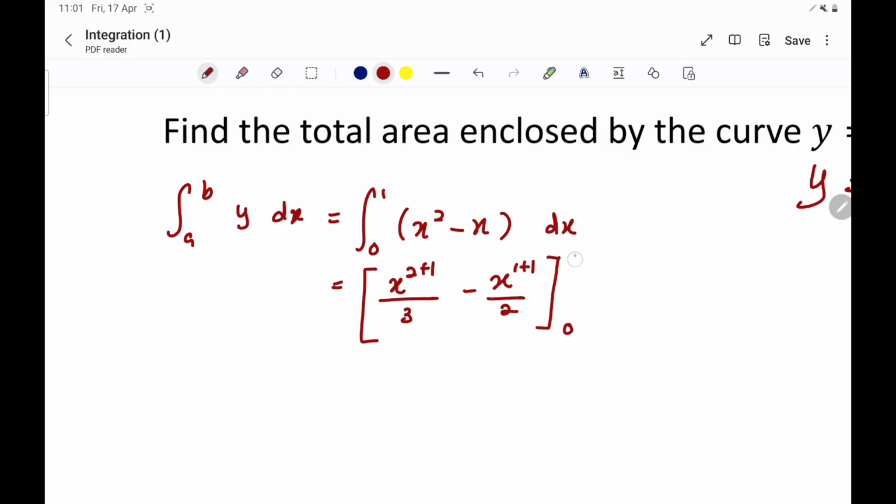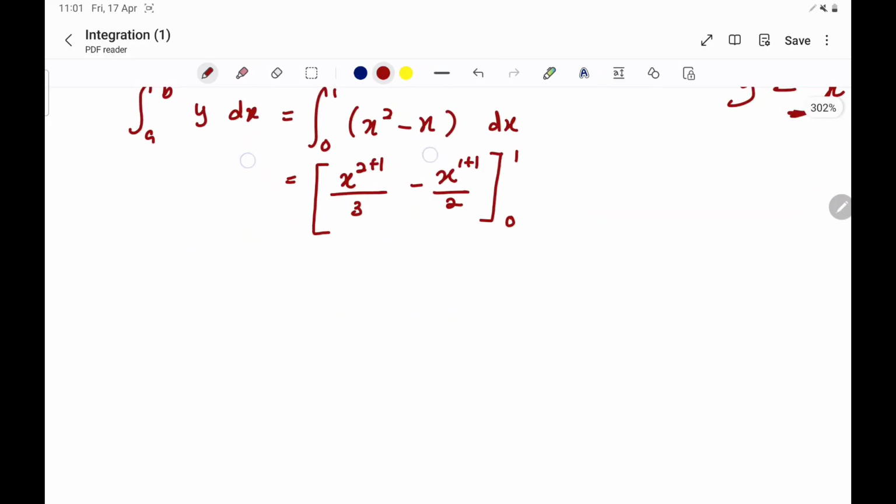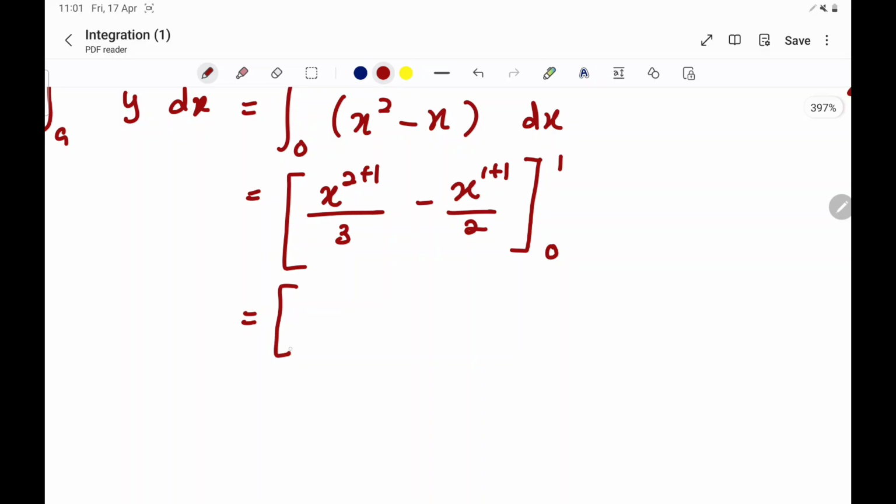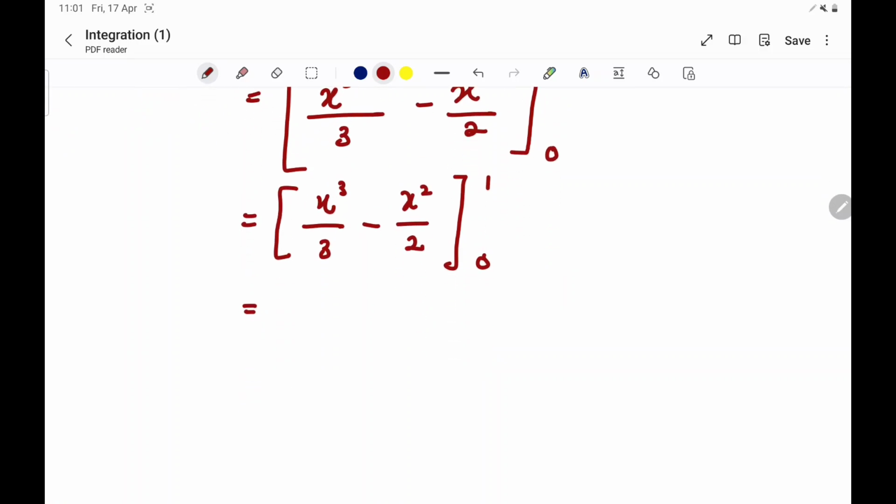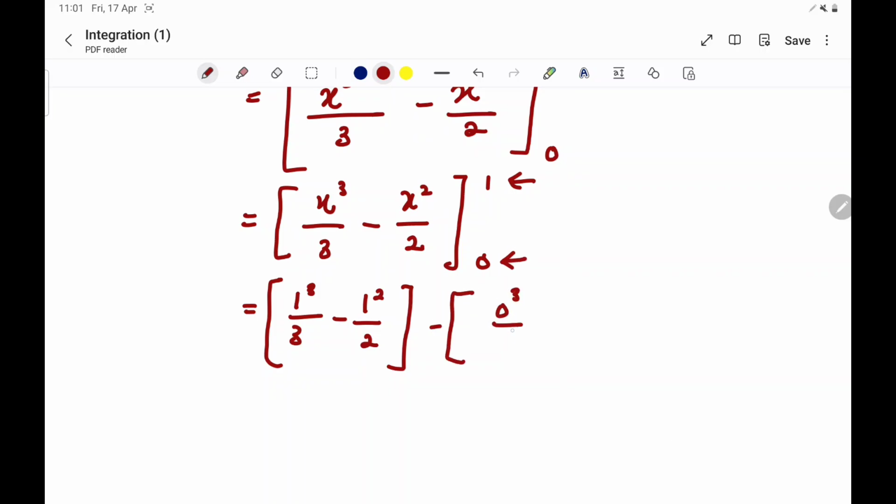Then here you put the upper and lower limits, 0 and 1. Simplify first, you're going to get x to the power of 3 divided by 3, minus x squared divided by 2, from 0 to 1. So you substitute the upper limit first: 1 to the power of 3 divided by 3, minus 1 to the power of 2 divided by 2. Minus, you substitute the lower limit inside: 0 to the power of 3 divided by 3, minus 0 to the power of 2 divided by 2, which is you're going to get 0 over here.